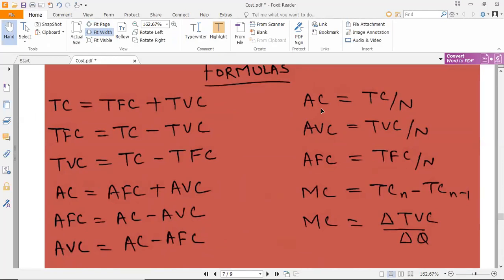Now, average is derived by dividing by the number of quantities. So total cost divided by n is average cost. Total variable cost divided by number of units is average variable cost. And total fixed cost divided by number of units is average fixed cost. Marginal cost is TCn minus TCn minus 1, or MC equals change in total cost due to change in level of quantity. So these are the formulas. You need to note them down and please remember them always. This will help you a lot in numerical questions, which are definitely asked in the exams from this chapter.